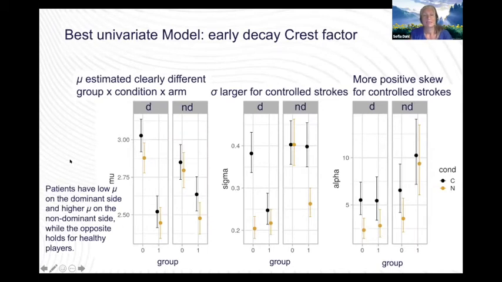And the best univariate model for the Crest factor in the early decay phase, then in turn, got a mu estimated with a clearly different group interaction with condition and arm. So a 3-way interaction, where patients in general had low mu on the dominant side and higher on the non-dominant side, and the opposite for the healthy players. Here again, we can see that the variability in data is larger for the controlled strokes overall than for the normal.